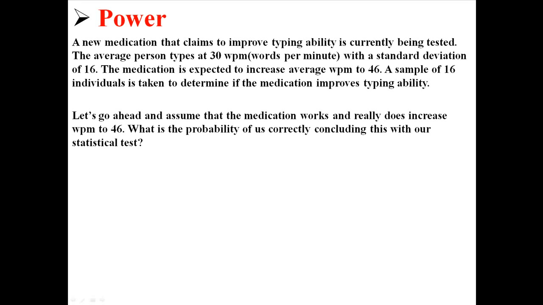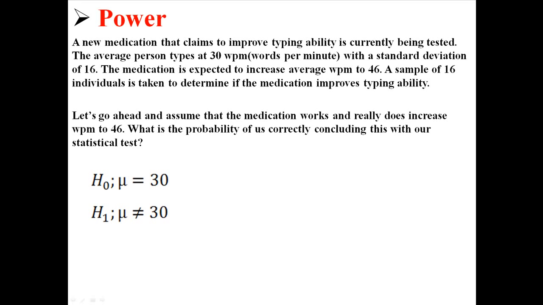So we're going to go ahead and assume that the medication works and really does increase words per minute to 46. What is the probability of us correctly concluding this with our statistical test? Basically, I'm saying, okay, we know the medication works, and we're going to say that the null hypothesis is false and the alternative is true. What's the chance of us correctly determining this with a test?